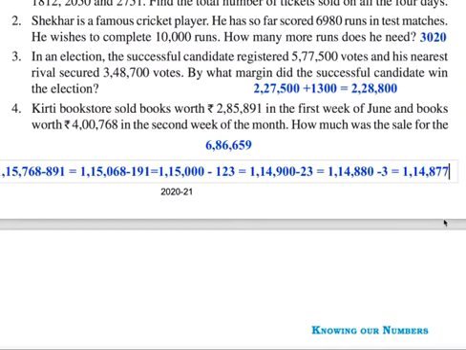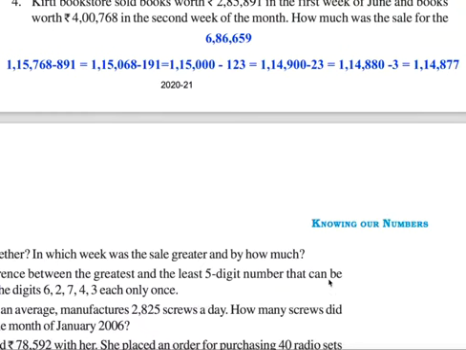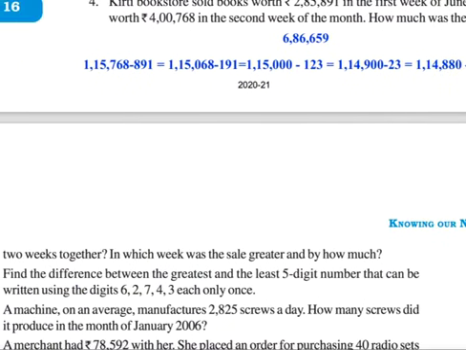1,14,877 is the difference. Is that correct? You can add them up. 7 plus 1, 8, 9 plus 7, 16, 1, 8 plus 8, 16, 7, 1. 5 plus 4 plus 9, 1, 10, again 1, 1 plus 1 plus 2, 2 plus 8, 10, again 1. Yes, the answer is correct. Okay. Right.